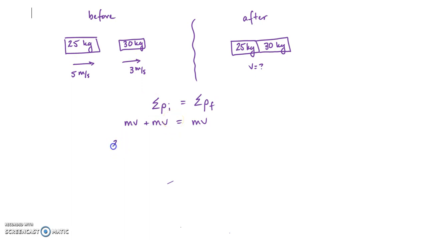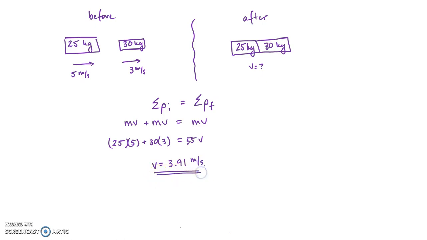Here I've got a mass of 25 kilograms and a velocity of 5, and a mass of 30 and a velocity of 3. Now I've got only one object, so its total mass is 55, and I want to know how fast it's going. Now all I have to do is the excitement of algebra. If you crunch your numbers and do your algebra right, you're going to get a velocity equal to 3.91 meters per second.